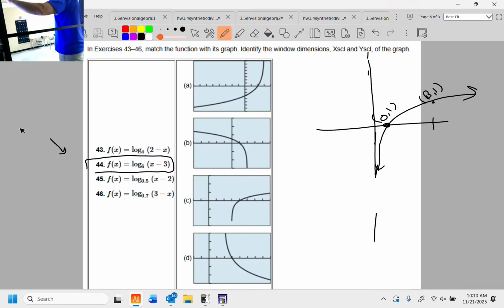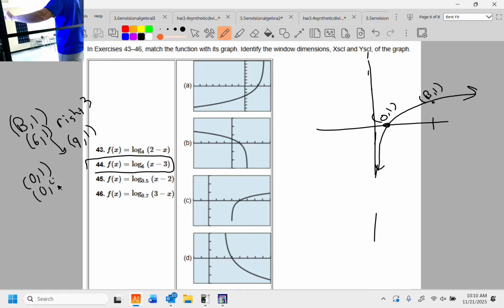At 6, we have B1. So we have a point at 6, 1. And then we shift it which direction? 3 units right. Right 3. So we're going to have a point somewhere on the graph at 9, 1. And we're also going to contain 0, 1. And it's going to become 0, 4.